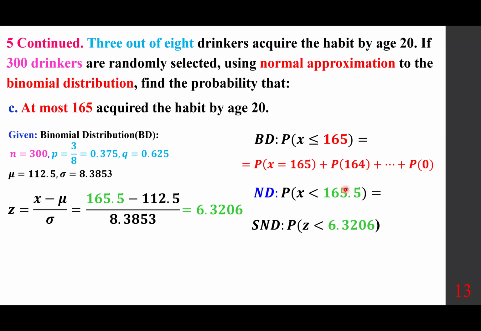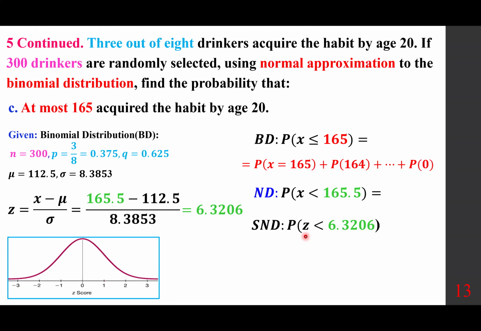And now probability of Z less than 6.3206. If you draw it, 6.32 is somewhere here, and the area to the left of it is almost 100%. So in the Z table, above 3.5, they give you 0.9999. But for all practical purposes, it's 1 or 100%.